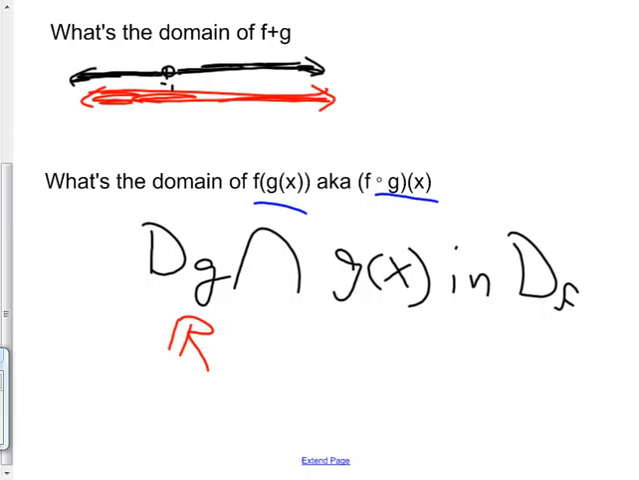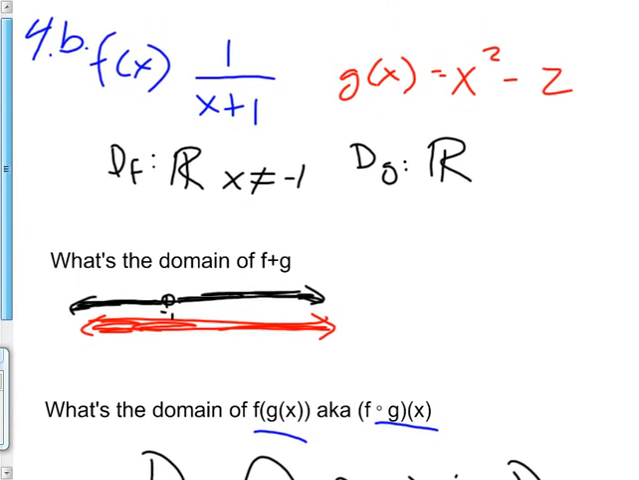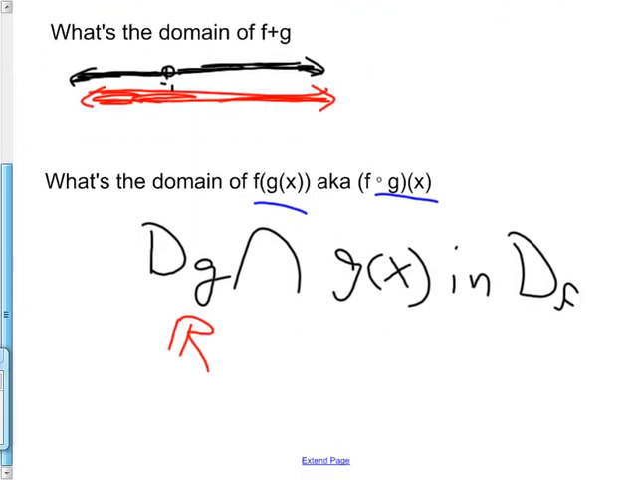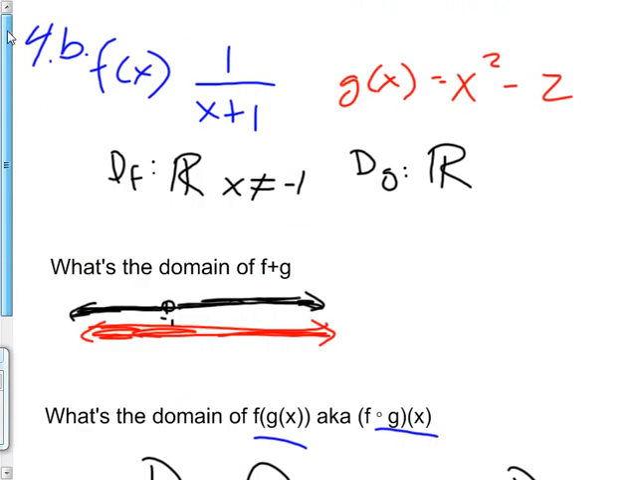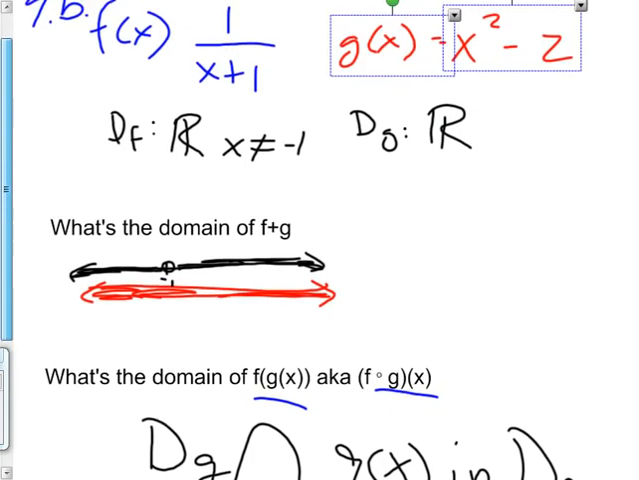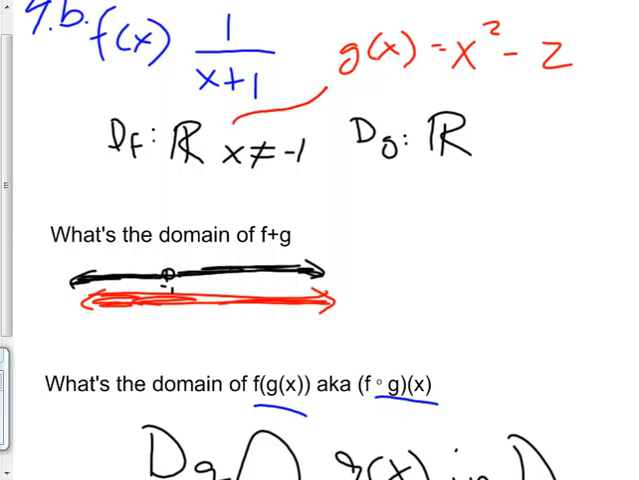We're actually doing one of your problems right now. Problem 4b asks you to find the domain for f of g of x. So it's all real numbers intersected with g of x in the domain of f. G of x is this one, in the domain of f. Okay, so I got to put that into, that's the domain of f right there.